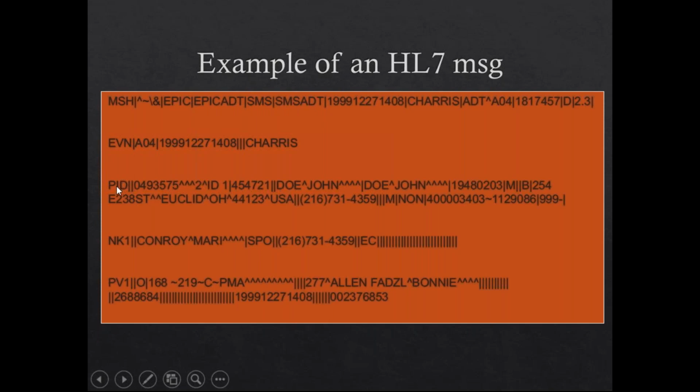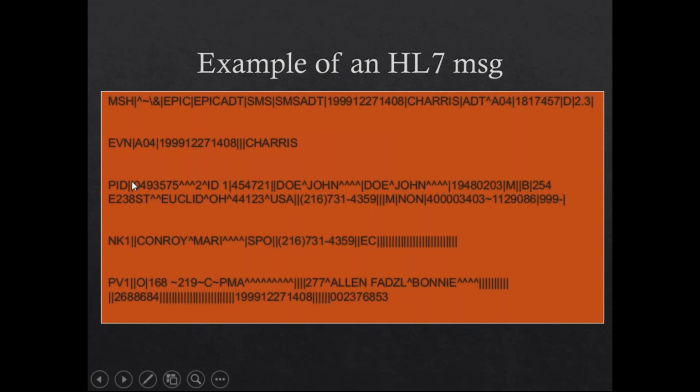Let's quickly look at one example. So this is a PID segment. When you look at an HL7 message, each segment will have a name. The first field will always have the name of that specific segment. So MSH is nothing but message segment header. EVN is nothing but an event. PID is nothing but patient identification. We'll go through each of these segments and each of these data fields slowly. But for now, PID is nothing but the patient identification segment. So in this, data related to patient identification is sent.